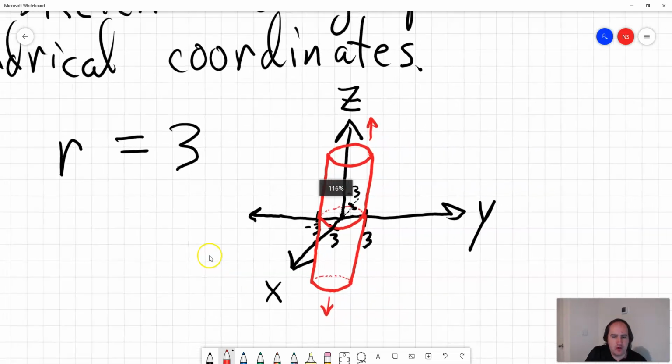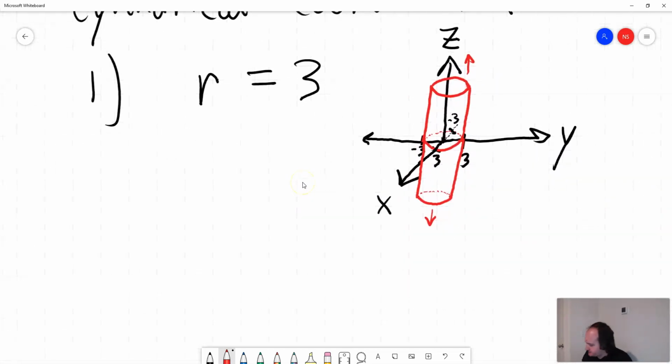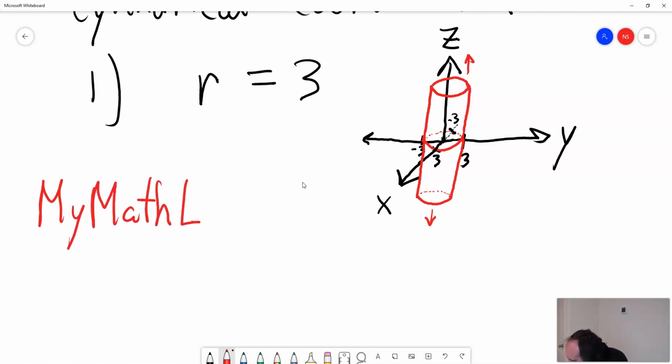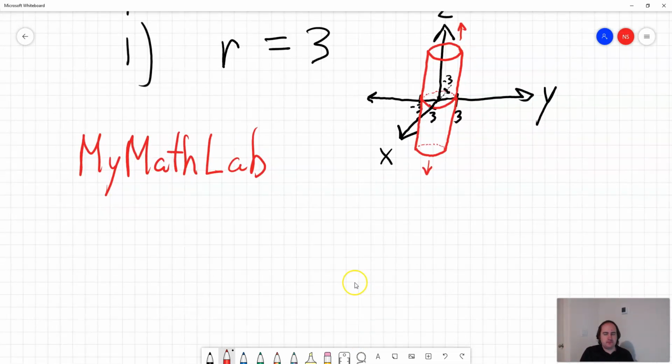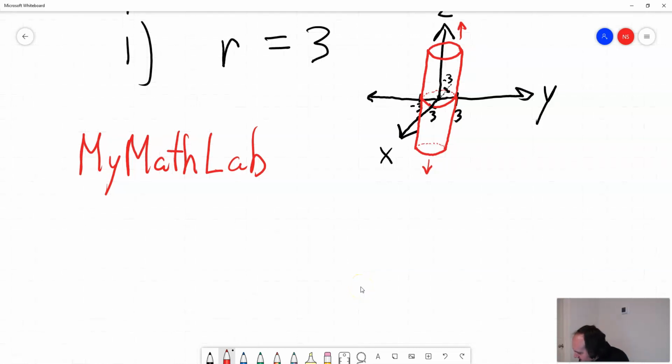So for your homework on MyMathLab, their sketch looks a little bit different. It's still a cylinder that has a base of radius 3 in the xy plane, and up and down is still z. However, the way they sketch it looks a little bit different. The way they do it is they actually draw a cube, okay? So they draw a cube.